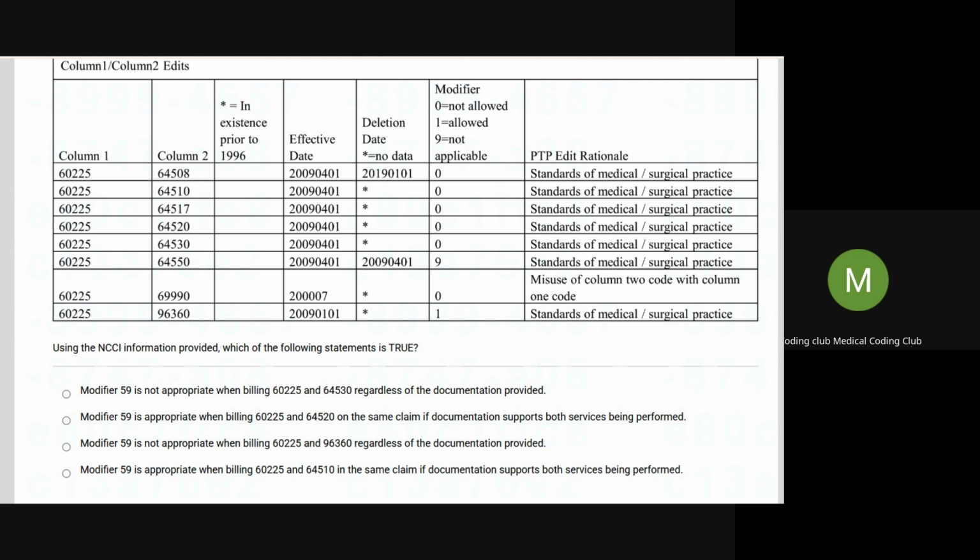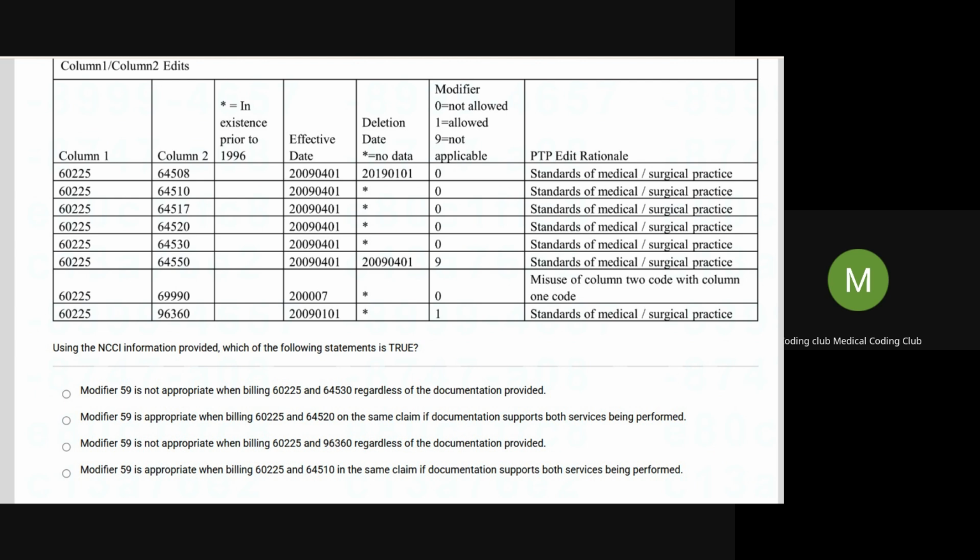As you all know, NCCI stands for National Correct Coding Initiative. Last year's CPC exam asked what NCCI stands for, so you should know the complete acronym or abbreviation of NCCI.